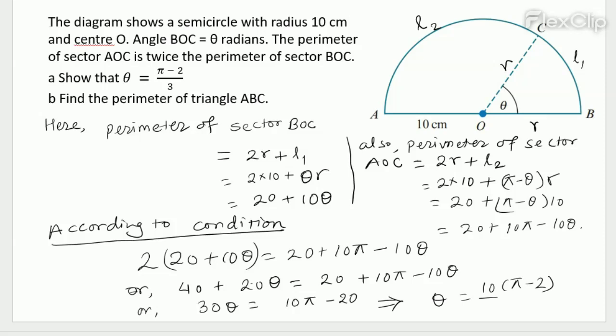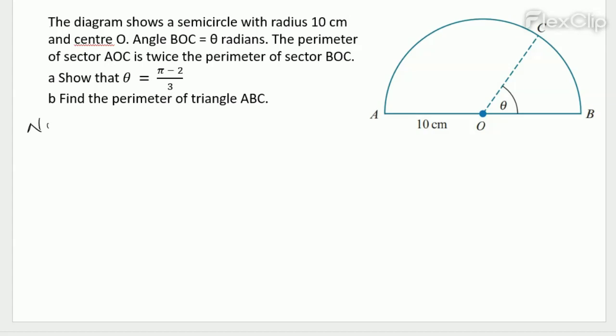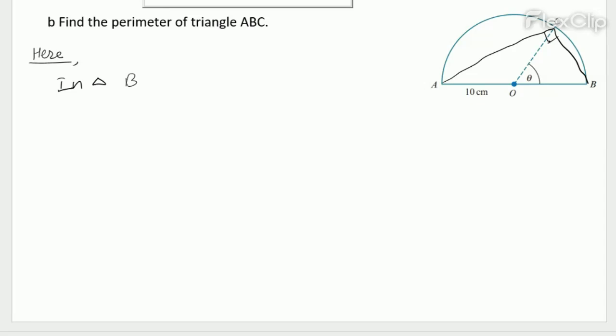That means theta is pi minus 2 by 3, which is what was to be shown in the question, asked in part A. Now let us begin part B of the question, where you are asked to find the perimeter of triangle ABC.